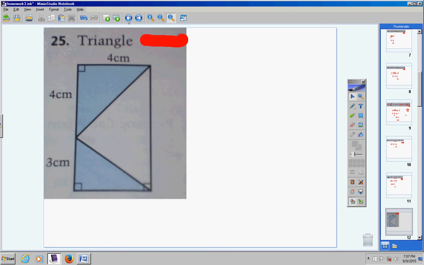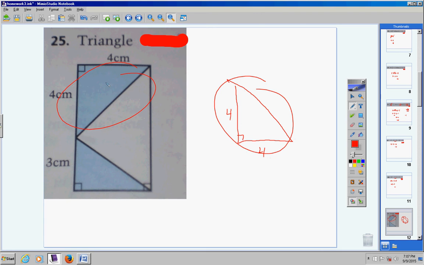Find the area of the blue region. Well, this is actually pretty simple. I mean, I've got a triangle right here. Find the area of that triangle. So, I'm going to flip it so it looks like this. Here's my right angle right here. My base is 4. My height is 4. This triangle right here is this blue triangle right here, okay?